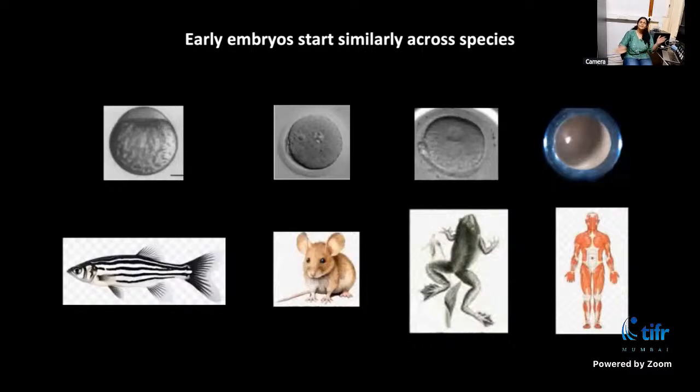But if you go back in time to the first stage of development, we're all extremely similar, where we all began as a single cell, which is called the zygote. Now the process by which organisms move from a single cell or the zygote to such complex organisms is what development entails, and the study of it is called developmental biology.